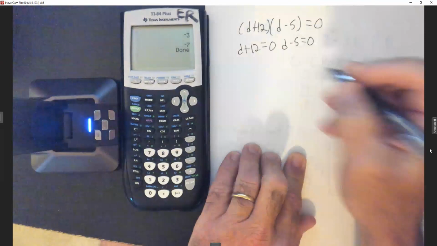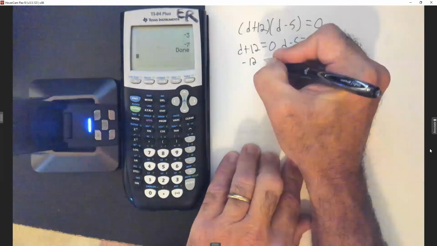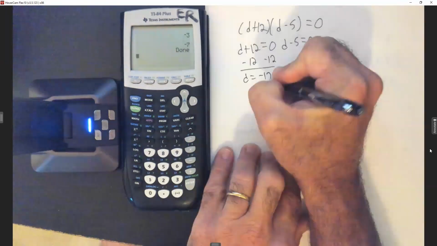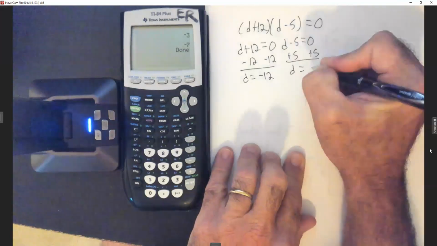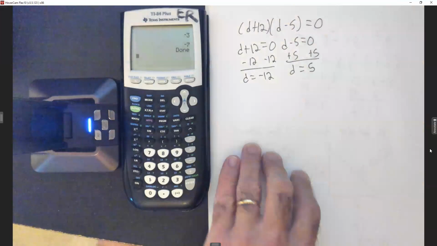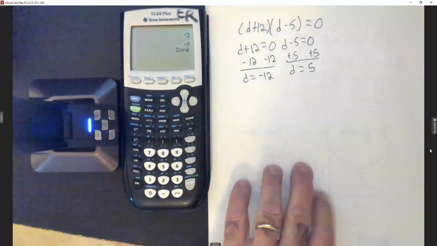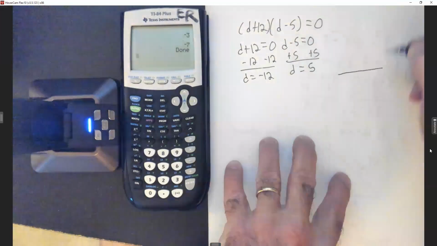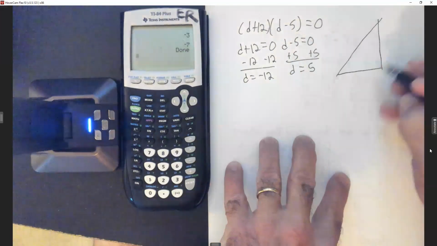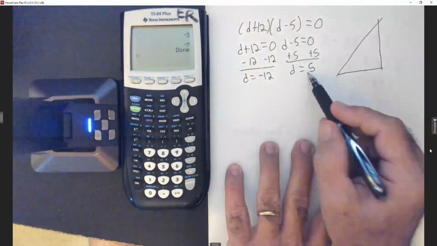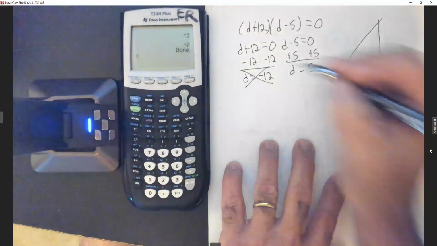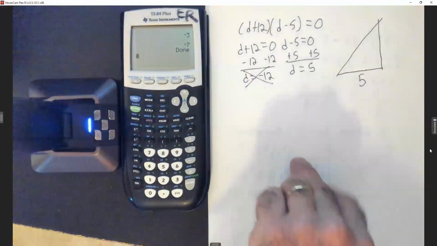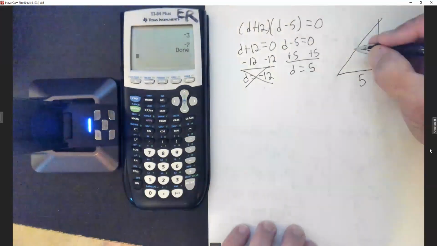So this one you subtract 12 and you're going to get a negative 12. This one I'll add 5 and get D as a positive 5. Now remember, since we're talking about the distance from my tower to the wire right here, only one of these answers makes sense. It's the 5 because we can't have a negative. Bam, there you go. So cancel the negative distance and keep the 5.